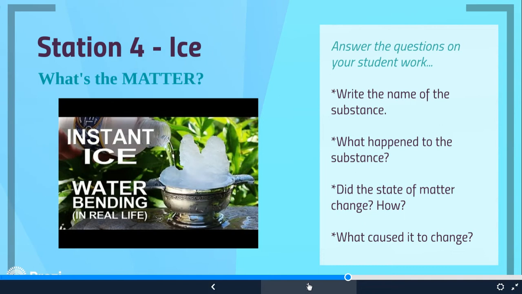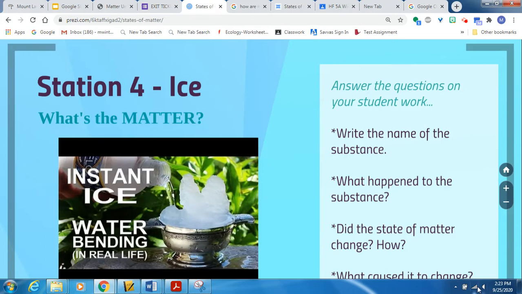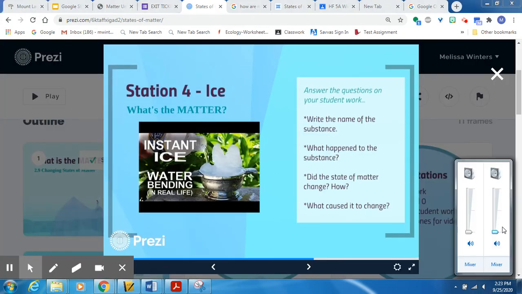So now we've got ice, instant ice. Now this is water bending in real life. This is super cool. So take a look at this. I just have to turn my volume up. Hang on one second. I'm going to turn that up so you can hear. Okay. And here we go.